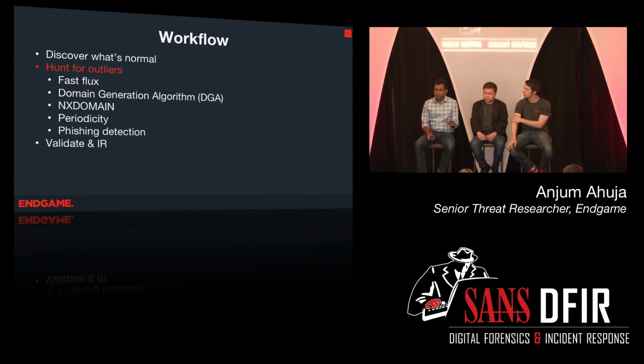With the background out of the way, let me talk about the workflow. So you first want to know what's normal and popular in your network, and maybe whitelist it out. Then we could slice and dice the remaining data in various different ways to figure out the outliers. And the last step would be to look at those outliers, narrow down on them, and see which of them are malicious.